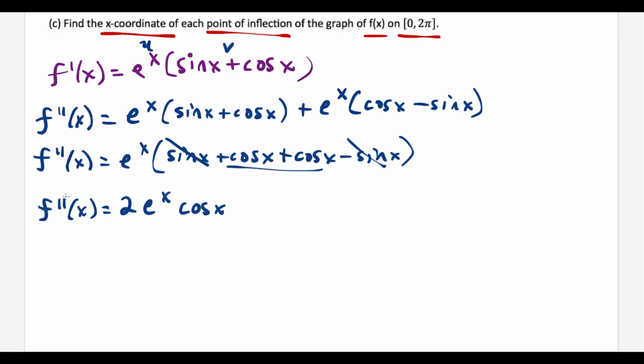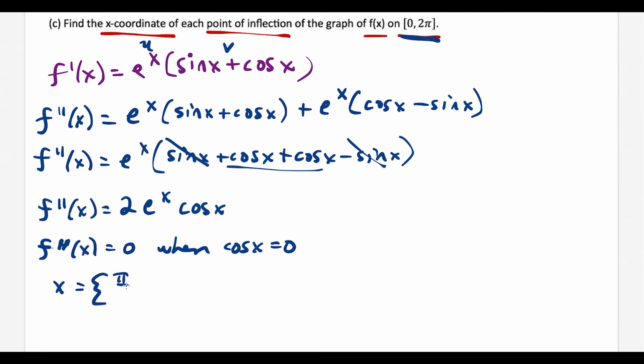And now we want to set the second derivative equal to 0. F double prime is equal to 0 when cosine x is equal to 0. So be careful here. Remember, e to the x is always positive. So we're just going to be setting cosine x equal to 0. And this is going to be true when x equals, and the two solutions from 0 to 2 pi, cosine is equal to 0 at pi over 2 radians and at 3 pi over 2 radians. So this is just all unit circle stuff.